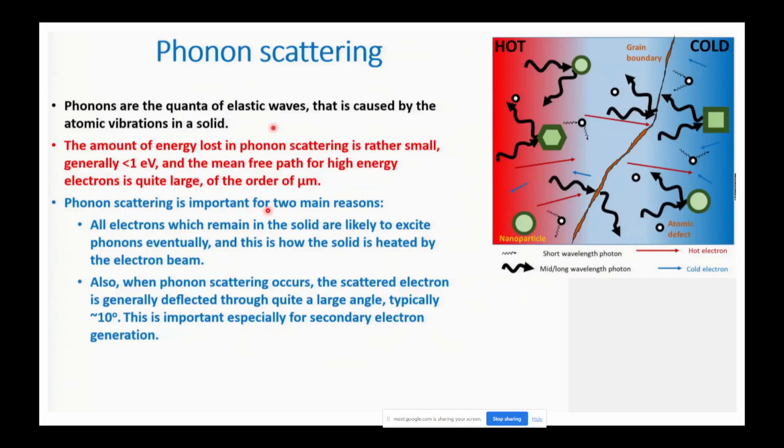The phonon scattering is important for two main reasons. All electrons which remain in the solid are likely to excite phonons eventually, and this is how the solid is heated by the electron beam. And when phonon scattering occurs, the scattered electron is generally deflected through quite a large angle, typically 10 degrees. This is important especially for secondary electrons.